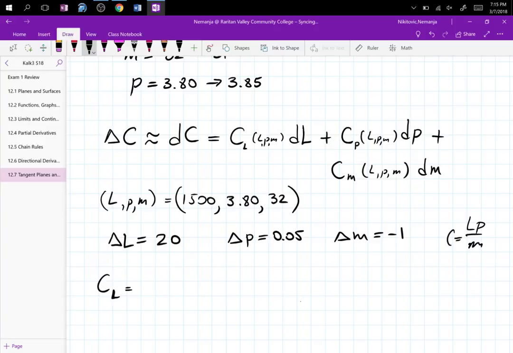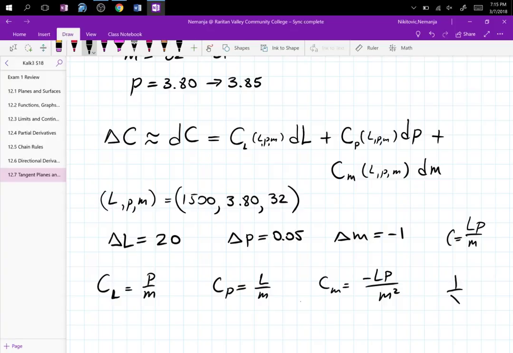So if L is the variable, then it's just P over M. If P is the variable, then it's just L over M. And if M is the variable, well, then we have a derivative to take, which is negative LP divided by M squared. That's the partial derivative with respect to M.